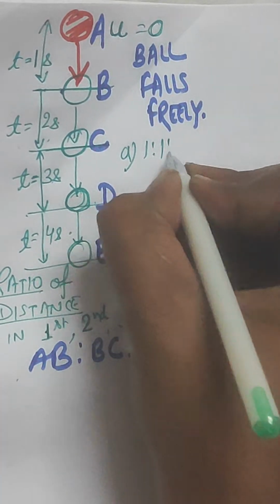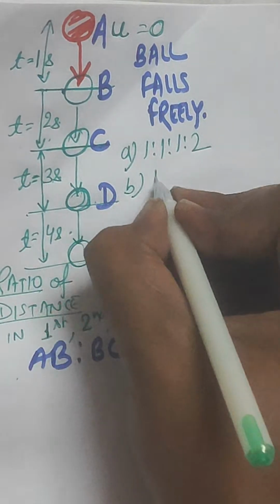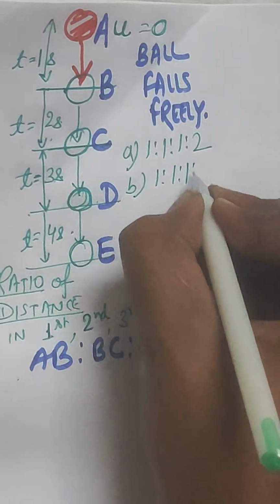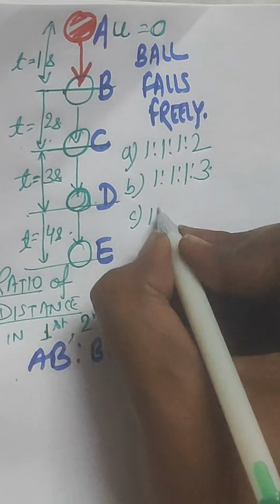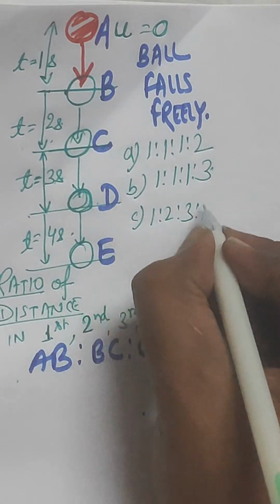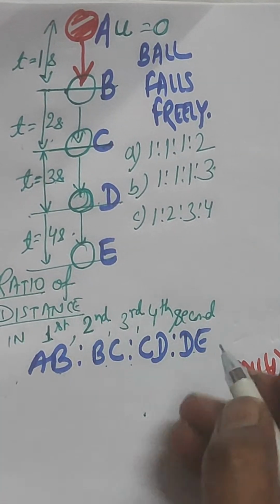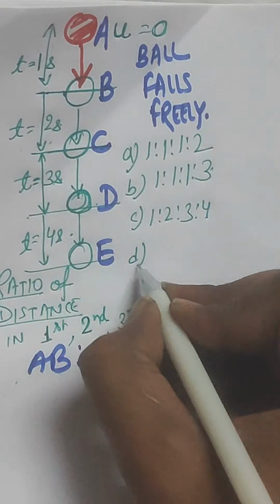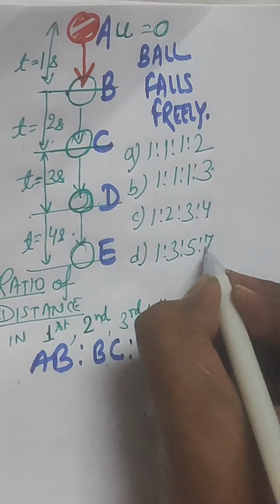1 is to 1 is to 1 is to 2, or 1 is to 1 is to 1 is to 3, and option third is 1 is to 2 is to 3 is to 4. This is the ratio of AB to BC to CD to DE. And option D is given to you as 1 is to 3 is to 5 is to 7, right?